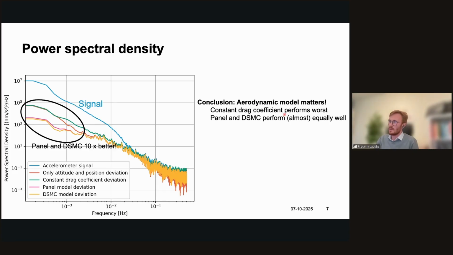So, conclusion: the aerodynamic model matters. Constant drag coefficient performs worst. You can't use tricks. But if you use a panel and DSMC model, they perform very well and almost equally well due to the convex shape of the satellite.